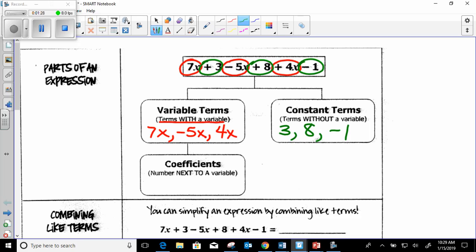Next, what I want you to understand is what a coefficient is. The coefficient is the number that is in front of the variable. So our coefficients are, let's see if I use a different color, a 7, a negative 5, and a 4. Those are our coefficients. Now, if I wanted to answer that question, we're going to do that down below.